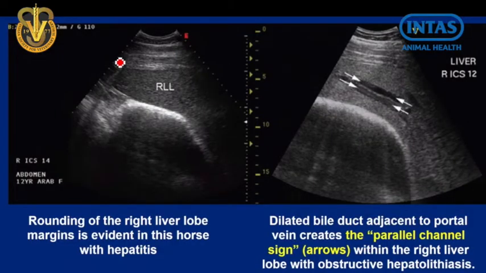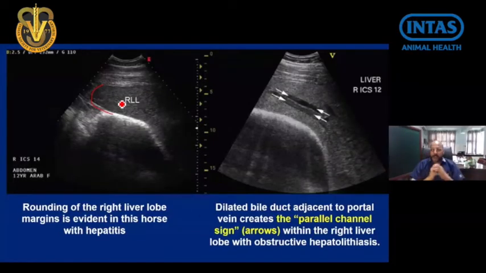Now, you can see the rounding of the right liver lobe margins here. This is evident when there is hepatitis. Always mind that diagnosis is not the ultrasound only. Diagnosis is a concoction of all the parameters, including the physical examination and other ancillary tests. Always record your diagnosis not only on the basis of the ultrasound; make a larger picture of the diagnostic techniques.